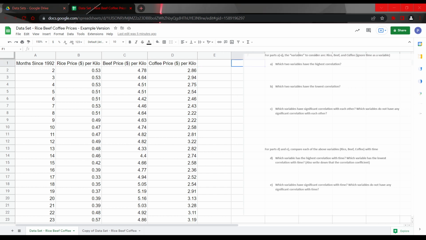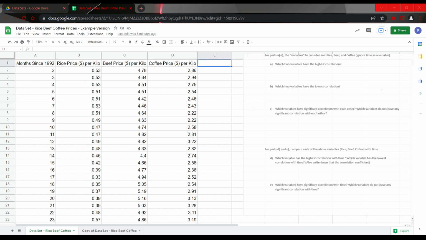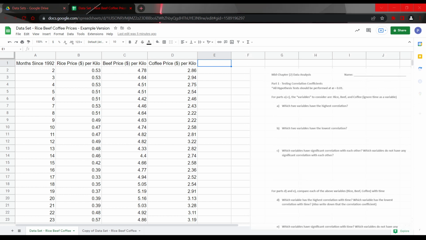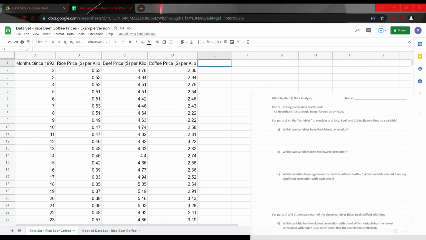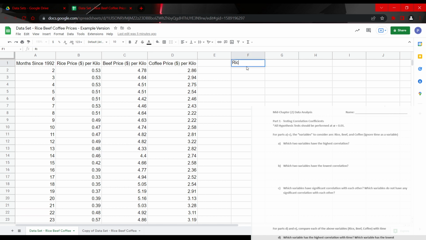And so first we're going to go ahead and do our correlations. So parts A, B, and C, I'm asking you to correlate rice, beef, and coffee with each other. So we're going to first ignore time, which is column A, and do these three with each other. Let me just move this down a little bit. Okay. So we're going to do rice and beef, rice and coffee, and then beef and coffee.